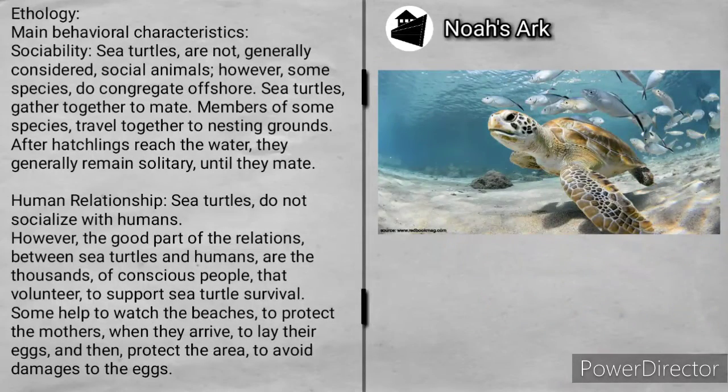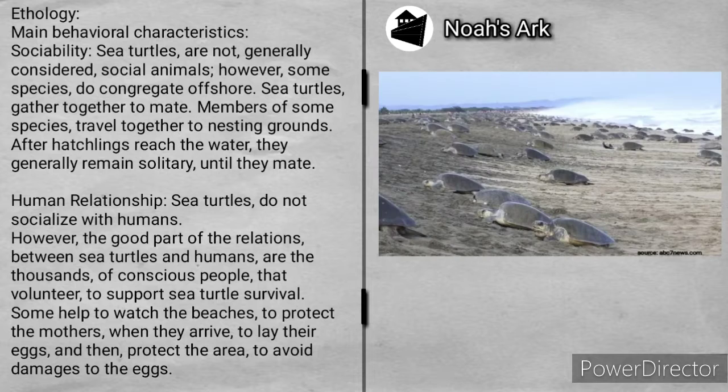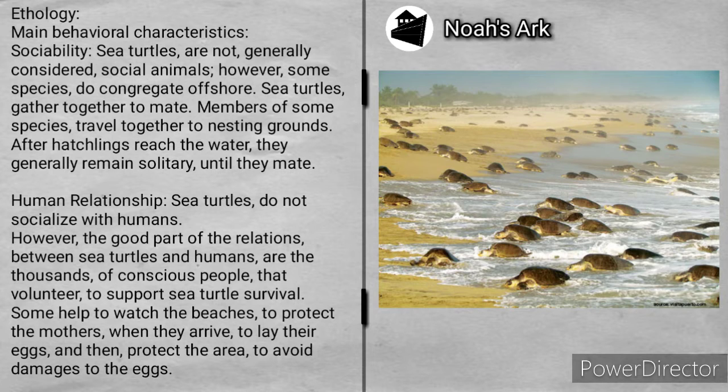Ethology. Main behavioral characteristics. Sociability. Sea turtles are not generally considered social animals, however, some species do congregate offshore. Sea turtles gather together to mate. Members of some species travel together to nesting grounds. After hatchlings reach the water, they generally remain solitary until they mate.